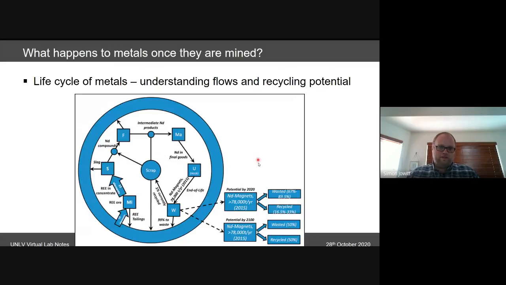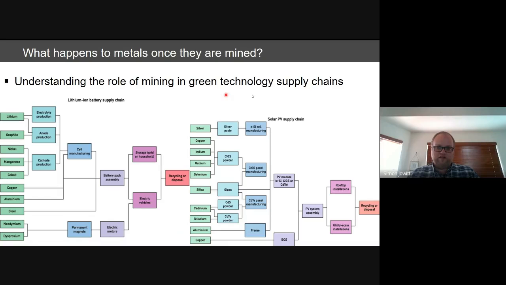You can also think about metals once they mine, like life cycles of metals. Here's the metal mining, metal waste processing, and so on. We end up with the metals in final goods, and then we can think about potential recycling, so understanding almost the life cycle of metals and how that feeds into meeting future metal demand. The role of mining in green technology supply chains. So these are lithium-ion batteries. These are all the elements that go into them, and the various forms, and then how they might be recycled at the end. But it just illustrates the variety of different metals that go into individual, in this case, solar panels or lithium-ion batteries that are involved in green technology.